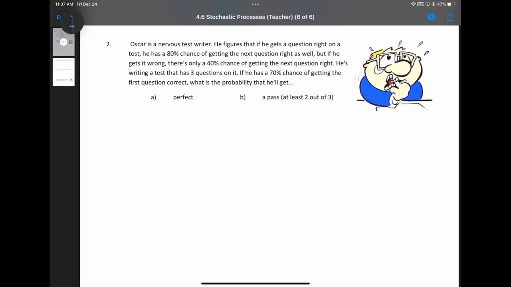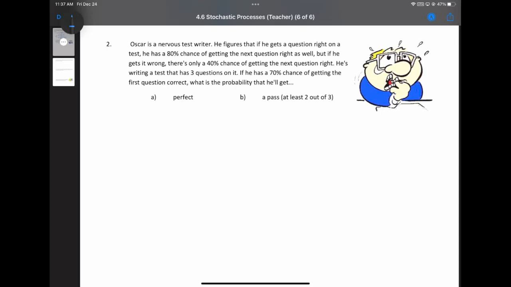He's writing a test that has 3 questions on it. I know you guys just dream of the test that only has 3 questions. If he has a 70% chance of getting the first question correct, what is the probability that he'll get perfect or at least pass? So those are the 2 scenarios we're going to look at.